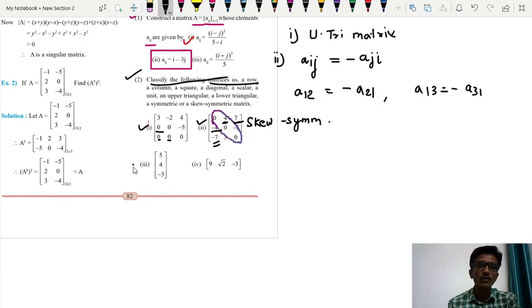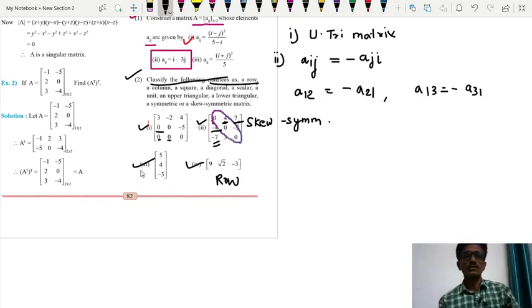Then this is a column matrix because there is only one column and any number of rows. Row matrix it is because there is a single row and any number of columns. So this matrix is a row matrix.